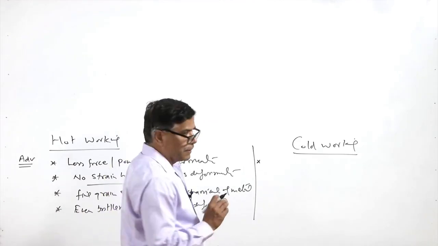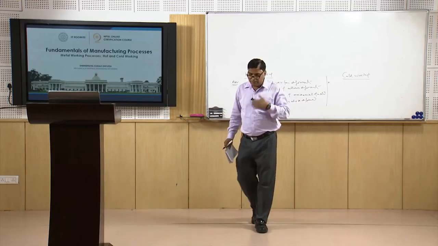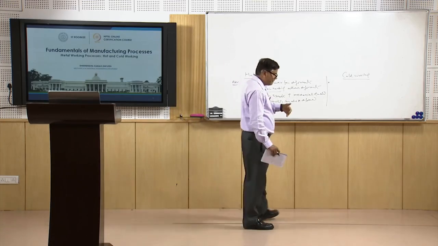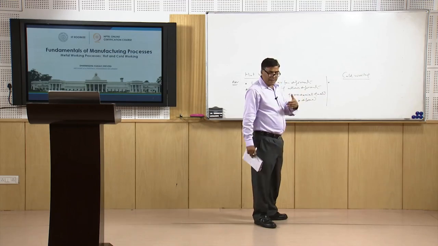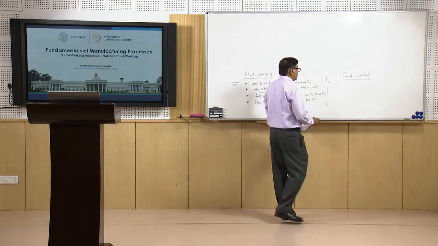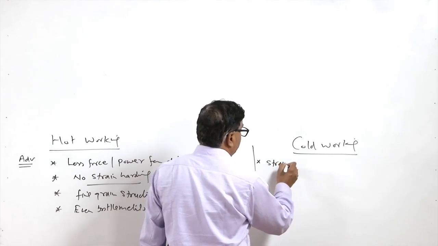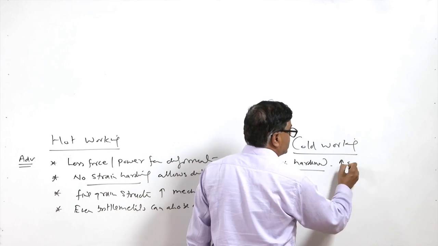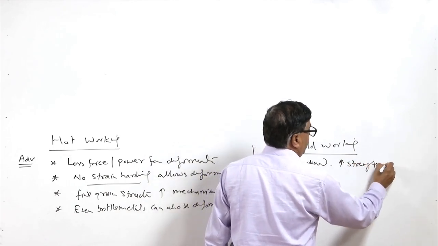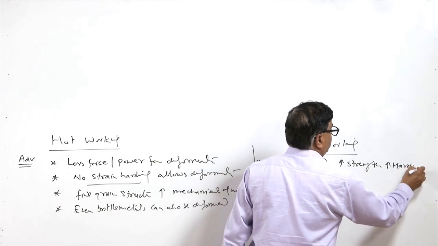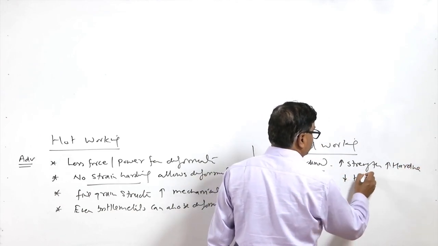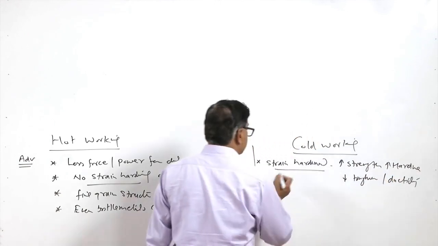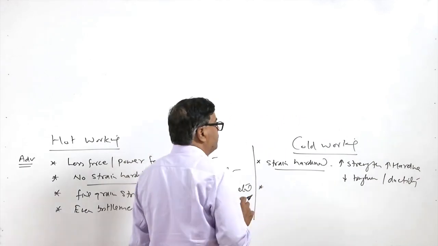In case of the cold working processes, when the metal is deformed plastically at the temperature below the recrystallization temperature, it has the effect of deformation on the strain hardening. So, basically the metal gets strain hardened. Because of the strain hardening, the strength increases, hardness increases, however toughness decreases and also the ductility decreases. So, we get the much better and improved strength.